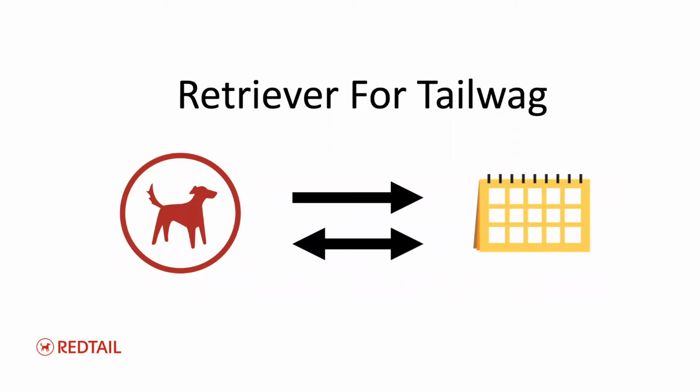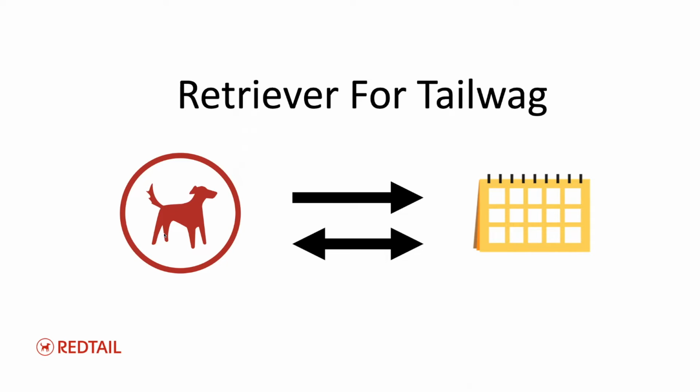Now, Retriever for Tailwag is going to be the best way to push from Redtail, but you can also push back to Redtail. So unlike iCal, where we had a one-way feed where it was just pushing from Redtail into our Outlook that's desktop based, now we can push from our desktop based software, Outlook, to Redtail.